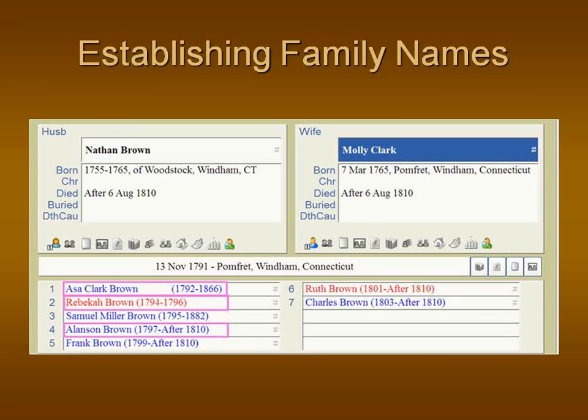Number two, Rebecca Brown. Well, that happens to be Molly Clark's mother. Asa Clark married Rebecca Walker, and that's the parents of Molly Clark. So Rebecca, the second child, is named after Molly's mother. The third example that we have here is Allison Brown. That happens to be one of Molly's brothers. So right there, off the bat, we found three names within the family that belong to the Clarks. Also, we've established that this couple, Nathan and Molly, are using family names when naming their children.